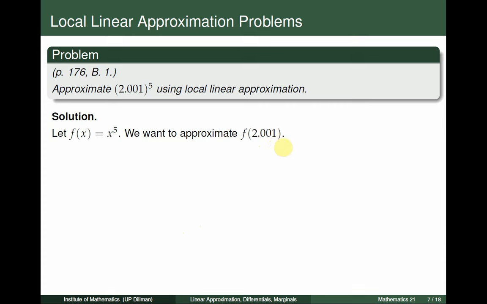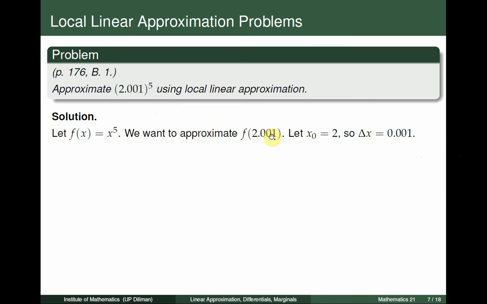We already have the function. And what is our x naught? We can choose x naught to be 2, the closest integer to the number. So let x naught be 2. And so delta x, the change in x, is the difference, 0.001. Okay, we already have f and x naught. Therefore, we can apply the formula for the local linear approximation. And that's what we're going to do now.